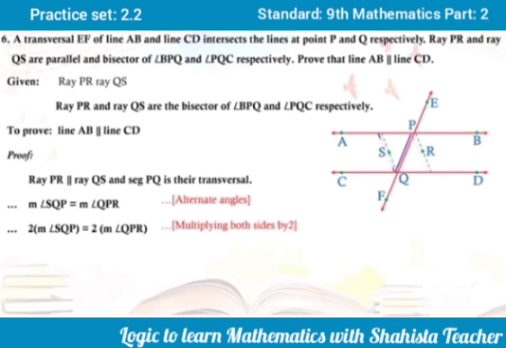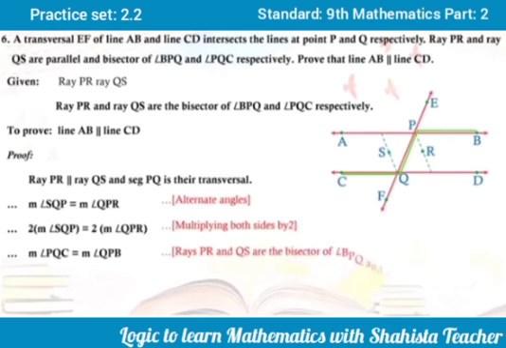After multiplying, what do we have to do here? Simply cancel. So 2 multiplied by SQP is equal to 2 multiplied by QPR. So after cancelling this 2, we get measure of angle PQS. See here, you can see this green color, PQC. See this PQC is equal to measure of angle QPB. Okay, so here ray PR and ray QS are the bisectors of angle BPQ and angle PQC.